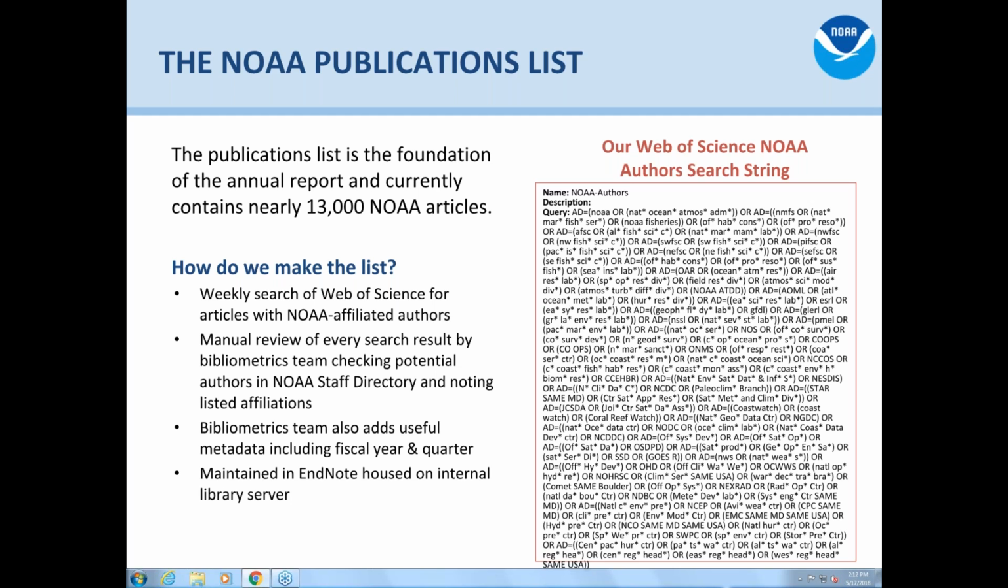We cross-check that with the NOAA staff directory and add metadata concerning the associated line offices, divisions, labs, programs, the fiscal year and quarter, and some other metadata that will be useful for us later. All of these records are saved in our master EndNote library, which we use as the foundation for the quarterly and annual reports and most of the other projects that we do. There are a few separate things that are either ongoing or special that get their own libraries, but most of what we do comes out of this master curated bibliography.